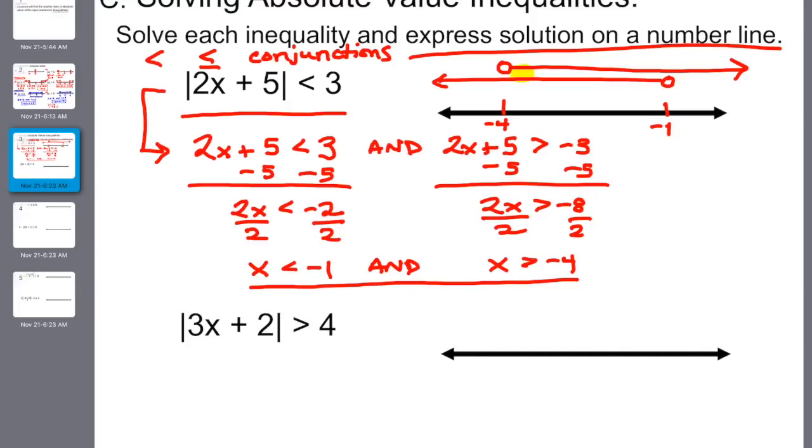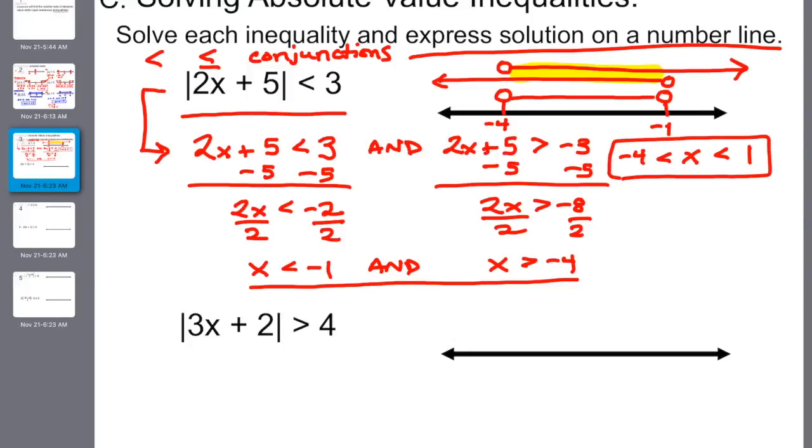So again, this goes back to looking at the intersection of the two graphs, which is everything where they overlap. So we're going to say it's greater than negative 4 and less than negative 1. So x is greater than negative 4 and x is less than negative 1, which is going to be our solution set written algebraically.